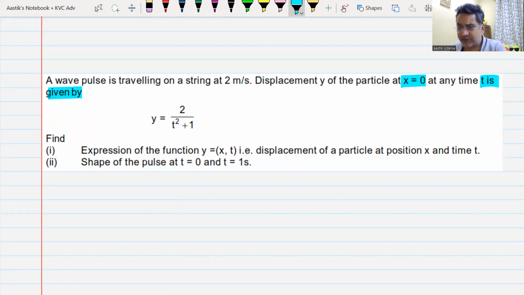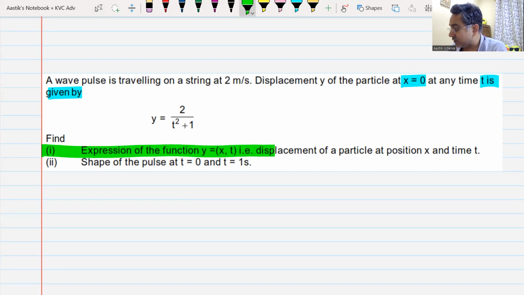So they have not given us the wave equation, they have given us the equation of a particle which is at x equal to 0. You have to write the wave function for this, and if you can do this, I must congratulate you.